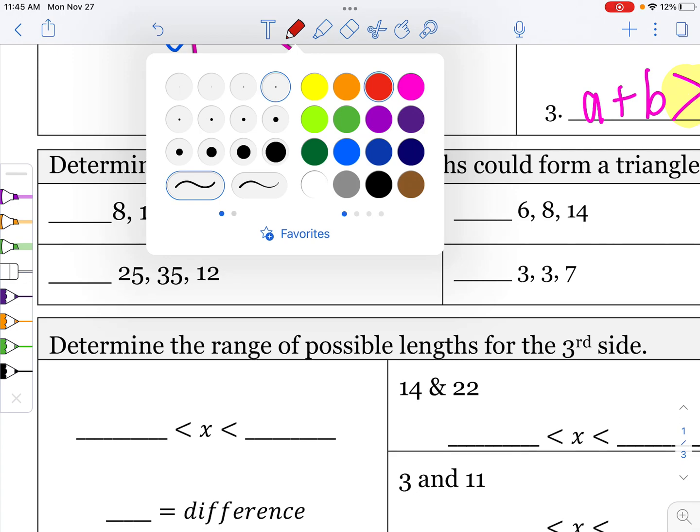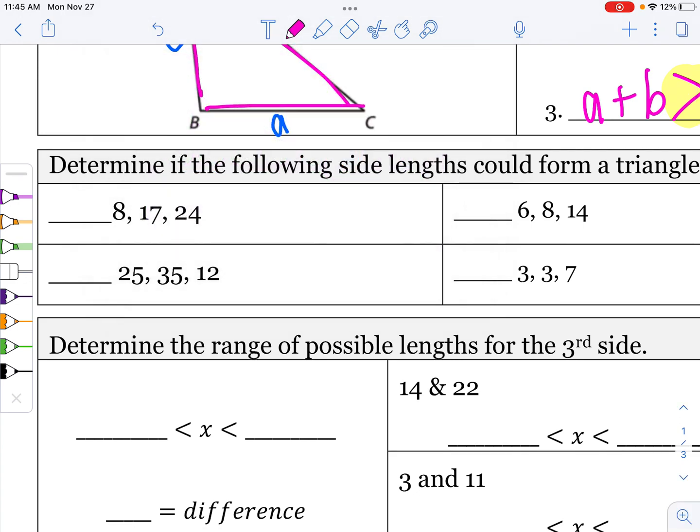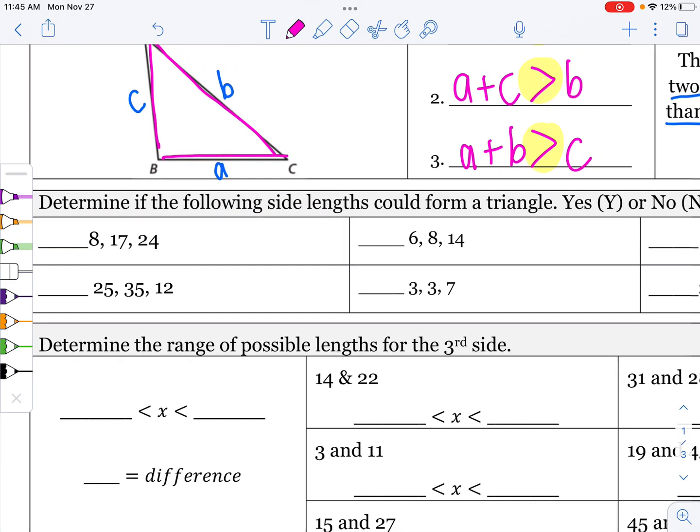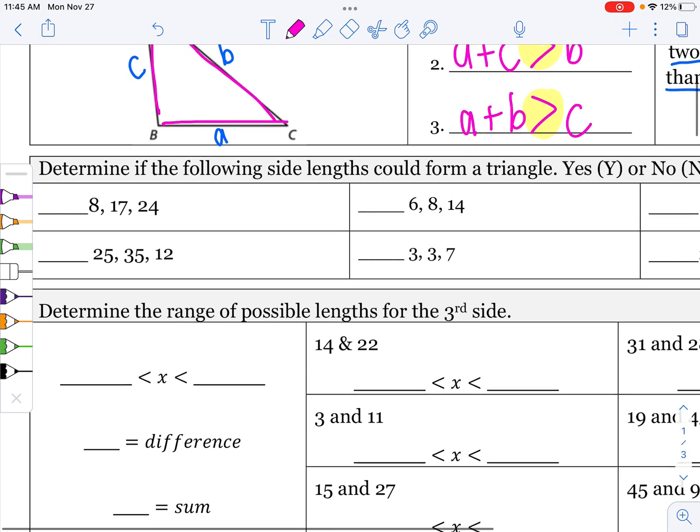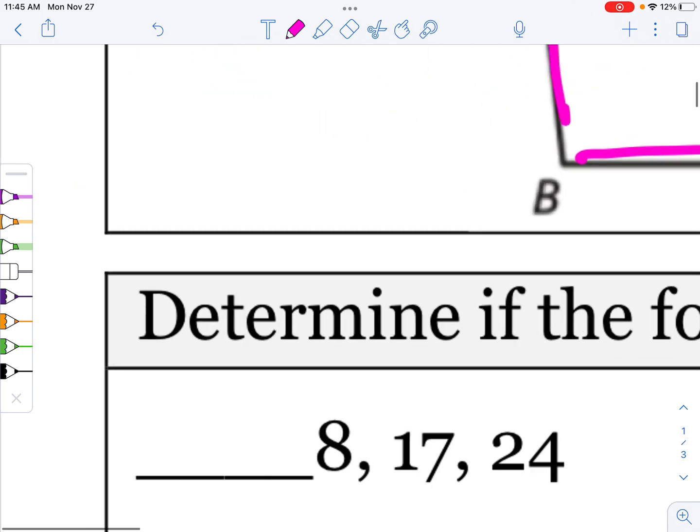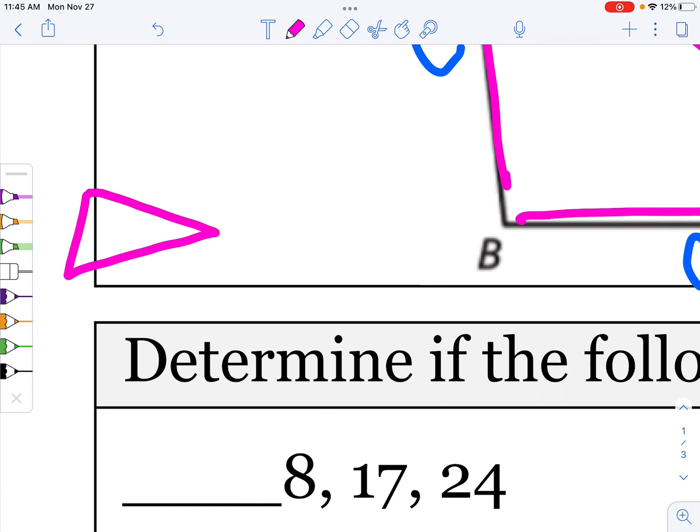Okay? So the first thing you're going to do is it says determine if the following side lengths could form a triangle, yes or no. So I think when I was in high school, I used to just assume that teachers would take any old triangle and just smack numbers on it. Like we'll just slap a 3 here, we'll slap a 5 here, we'll slap an 8 here.